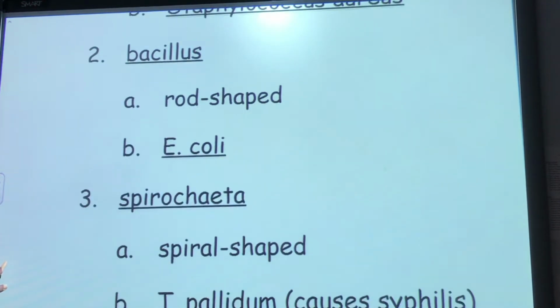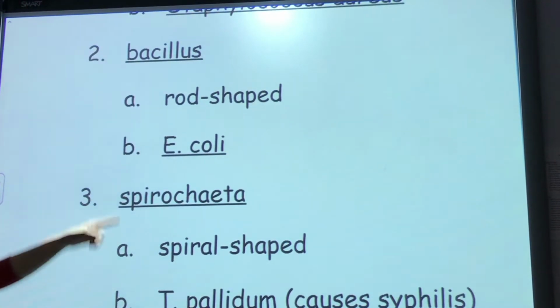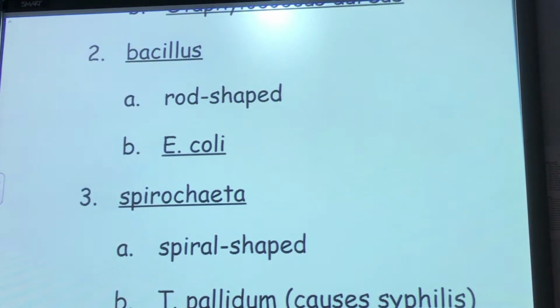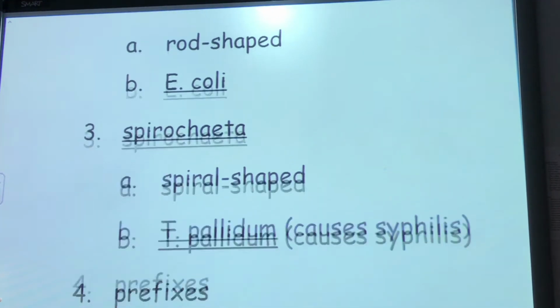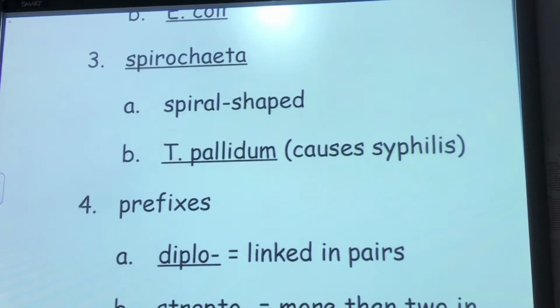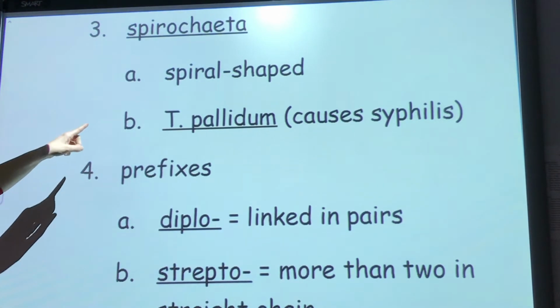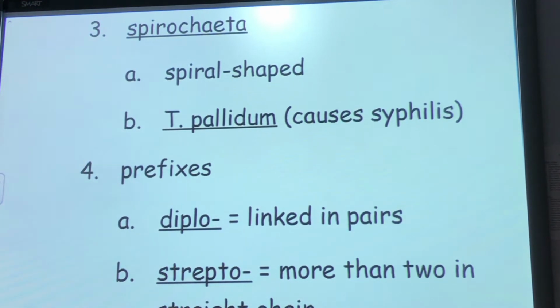Second shape are the bacillus bacteria. These are the rod-shaped ones. All right, great example is back to our E. coli, Escherichia coli, that lives in your gut and helps with your digestion. Those are bacillus, or rod-shaped. And then we have the spirochetes, Spirocheta bacteria, all right, that are spiral-shaped, like little corkscrews, really.